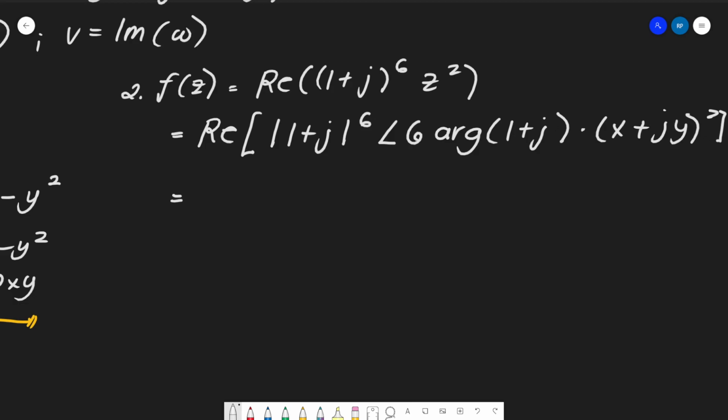Then, let's evaluate ano kaya yung absolute value ng 1 plus j to the 6, angle 6 argument ng 1 plus j. So, let's, of course, labas natin yung calculus natin.